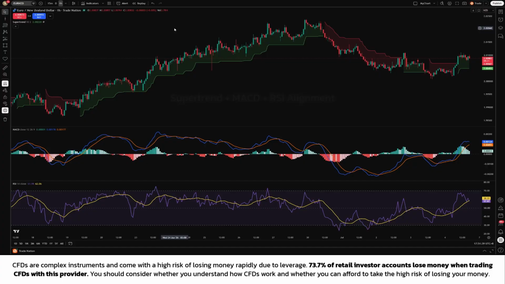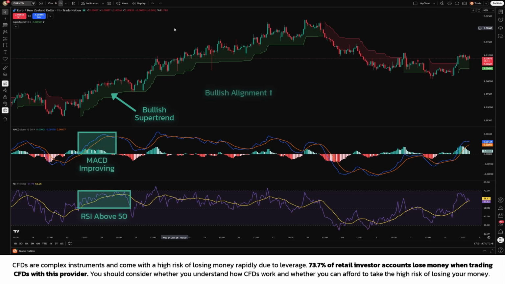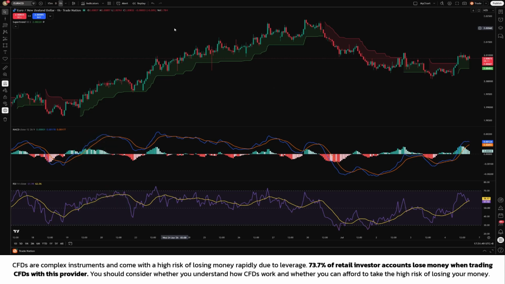The value of this combination comes from alignment. A stronger bullish reading would usually have price supported by Supertrend, MACD improving, and RSI holding above its midpoint. A stronger bearish reading would usually have Supertrend above price, MACD weakening, and RSI holding below its midpoint. When all 3 indicators are pointing in the same direction, the chart has a cleaner message.